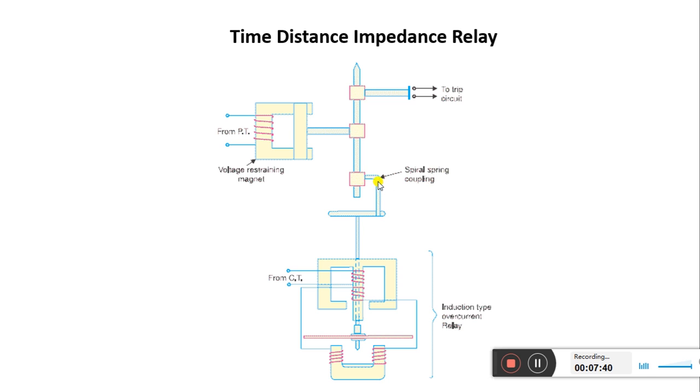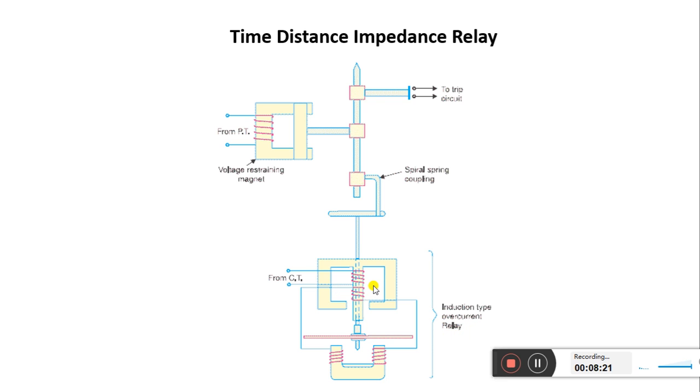Here there is a spiral spring coupling, and the whole thing is connected in series up to here. Now downwards we see again one magnet, and the coil is wound on this magnet. This is called the current coil, where current is supplied to this coil from CTs. This relay is also called the induction type overcurrent relay.